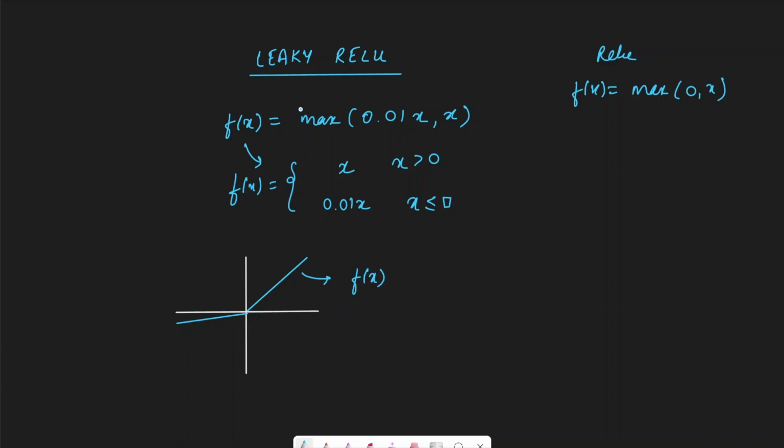Now the derivative of this leaky ReLU would be something like this. In the negative region, we will have a constant value of 0.01. So this value is 0.01. And in the positive region, we will have 1. So this is how the graph will look. This pink graph is for f'(x), which is the derivative of leaky ReLU. So this x is the input and f(x) would be the output from this ReLU function.